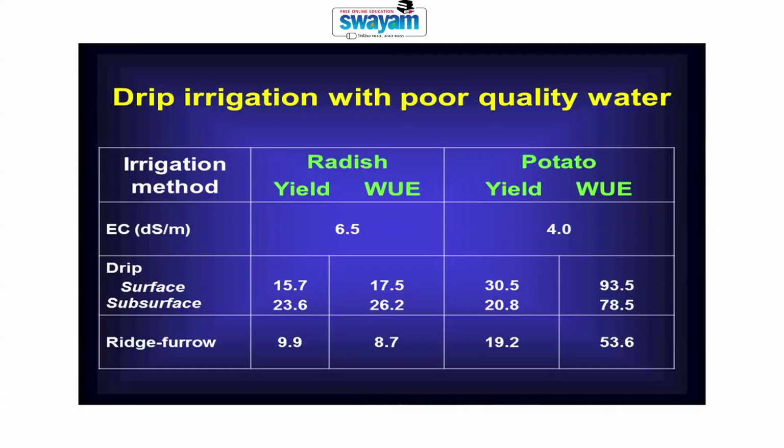Another advantage of drip irrigation is you can use this system with poor quality water. See the slide, in which radish and potato with poor water quality, if you have a drip irrigation system, you can get higher yield as well as higher water use efficiency, which is not possible in surface irrigation methods or ridge furrow irrigation methods.